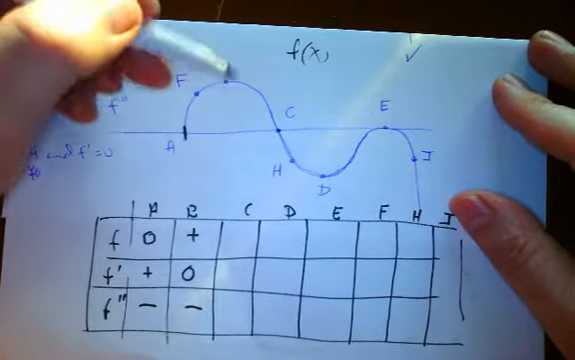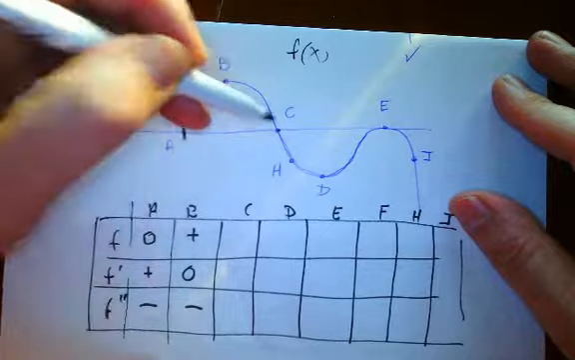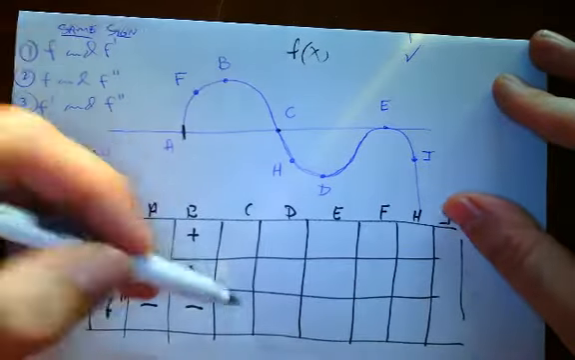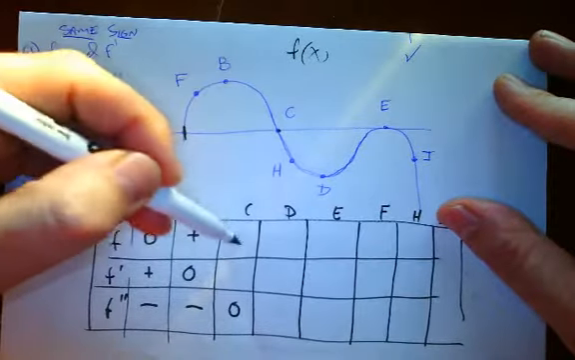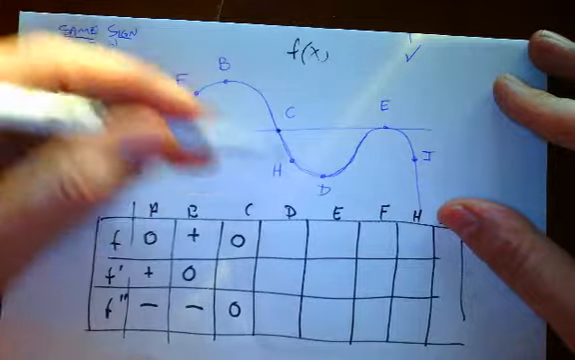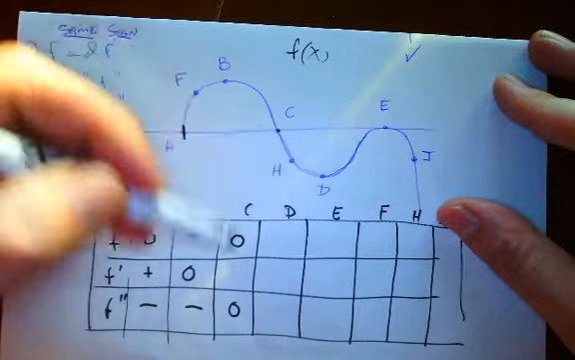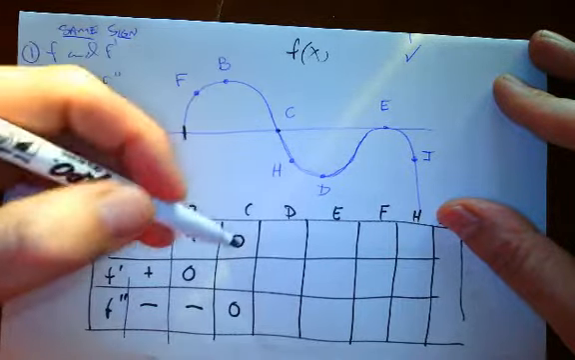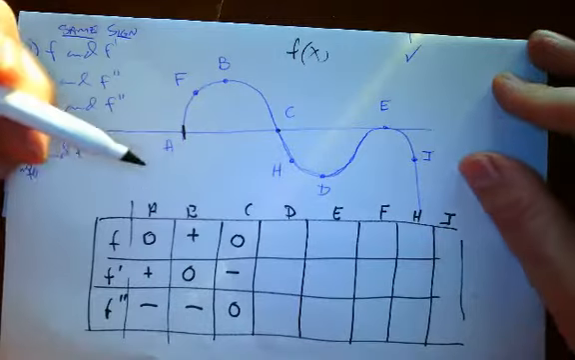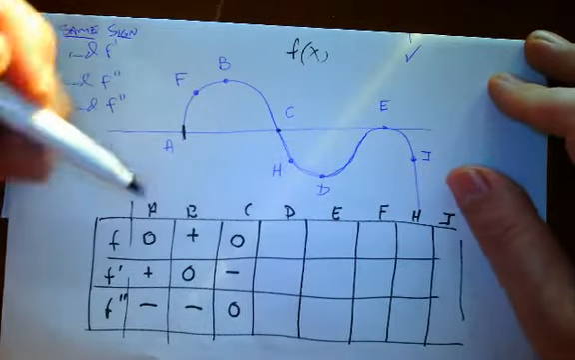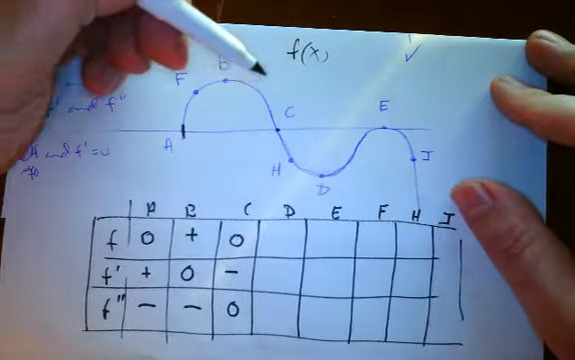Okay, what about at C? C looks like an inflection point as well as an x-intercept to me, where I'm changing from concave down to concave up. So I think f double prime is going to be 0 and f is 0, but this function is decreasing on this interval and at that point. So I'm going to have f prime be negative.